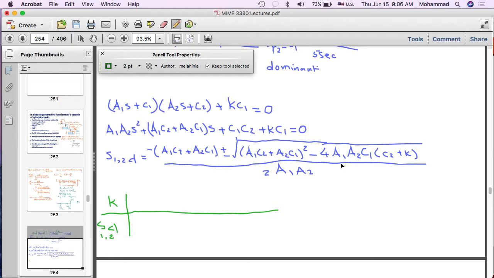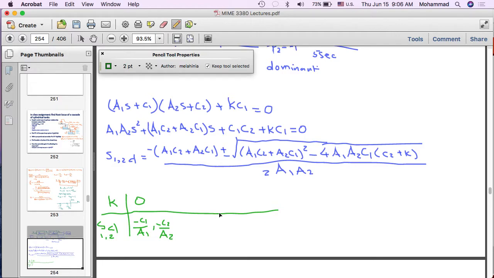Now look here. Then you have minus 4 A1 A2 C1 times (C2 plus K). What you can see is that when K is 0, the two poles are located exactly as the two poles of the open loop. One of them is located at minus C1 over A1, and the other at minus C2 over A2. The two poles are exactly where the open loop poles are. It's a good challenge for you to do the math and show it.